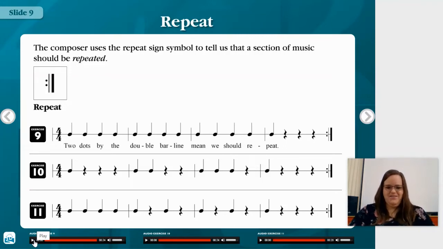2 dots by the double bar line mean we should repeat. 2 dots by the double bar line mean we should repeat.